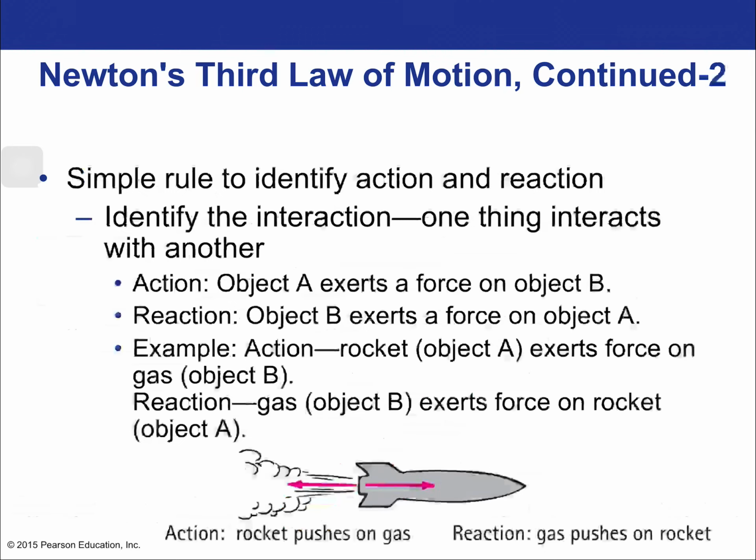A simple rule to identify action and reaction: identify the interaction, where one thing interacts with the other. Action: object A exerts a force on object B. Reaction: object B exerts a force on object A. Example, a rocket. The action: the rocket exerts a force on the gas. The reaction: the gas exerts a force on the rocket. The rocket pushes on the gas, which pushes on the rocket. Sometimes you might say it pushes back on the rocket, just to call more attention to the fact that it's the reaction.